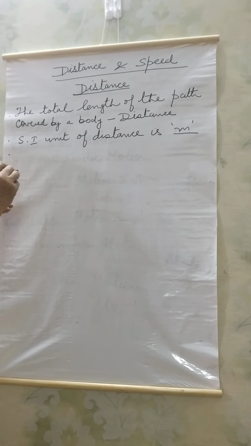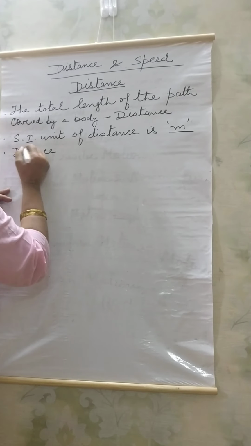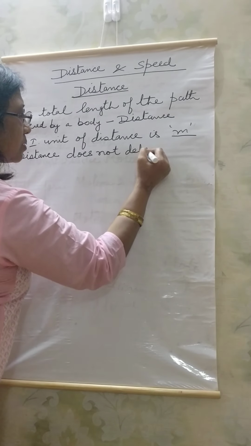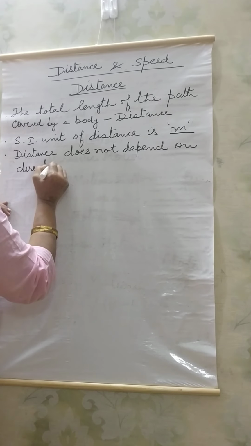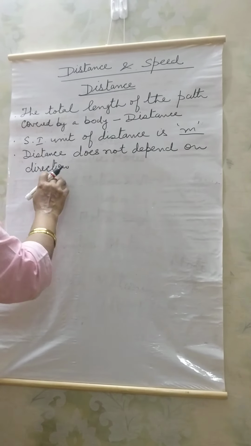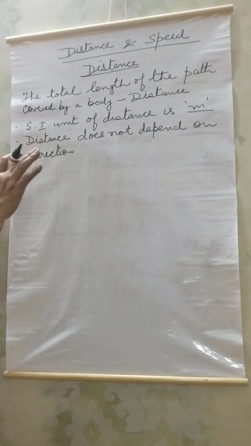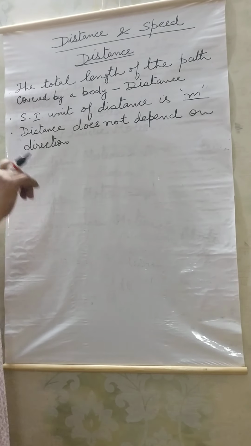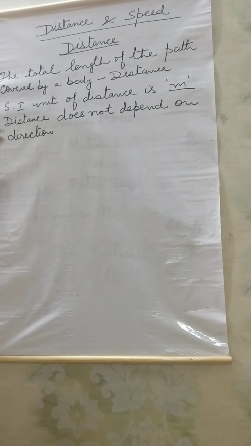Then one very important point about distance: it does not depend on direction. Distance does not depend on direction. It is independent of the direction. Total path covered by an object, that is distance. So whether it is covering in east or it is covering in west, that doesn't matter. Only the total path covered by an object.